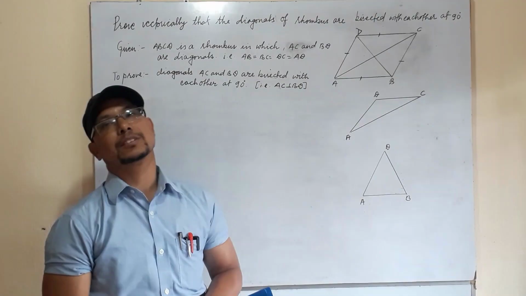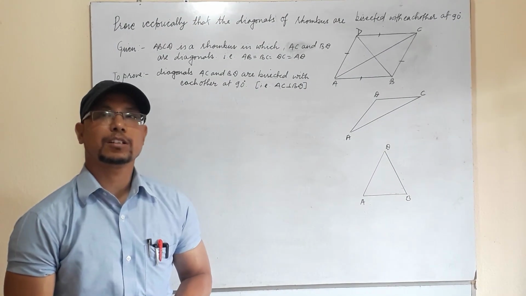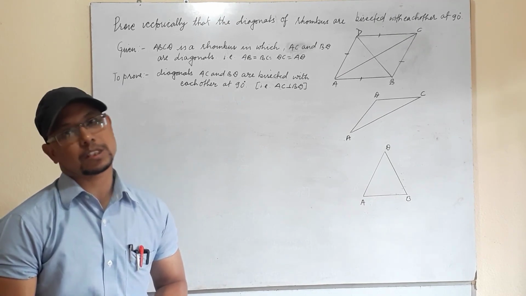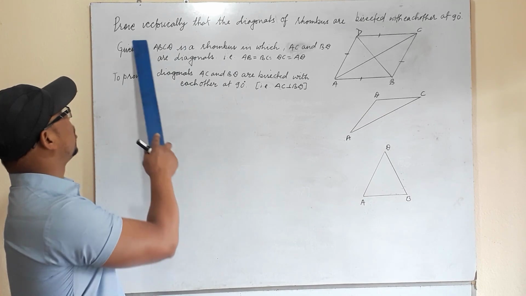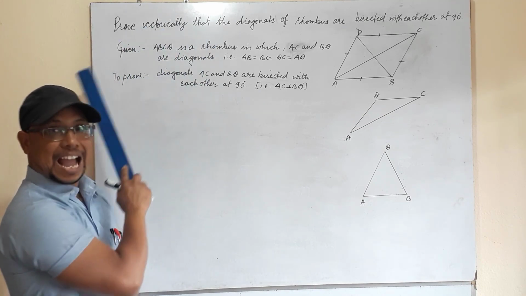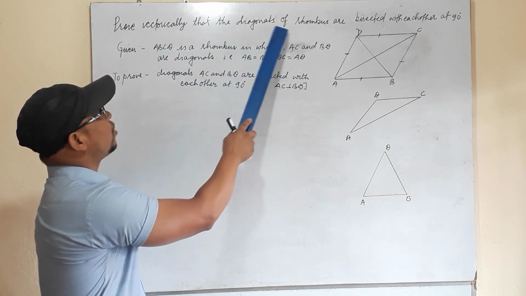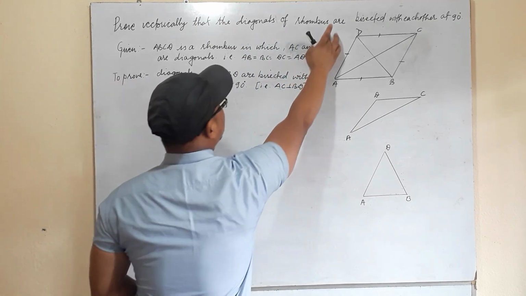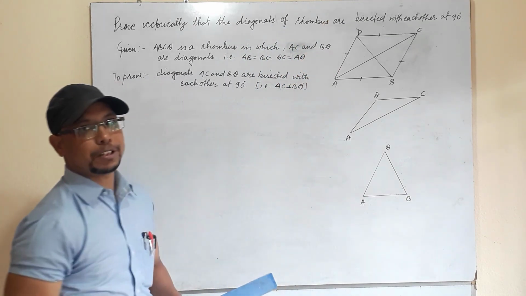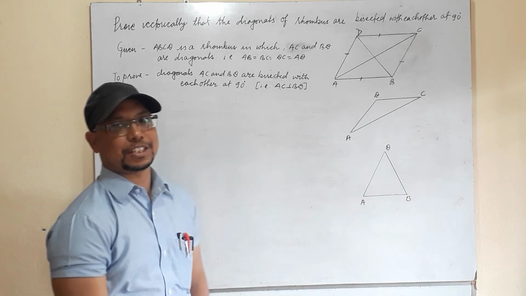Hello everyone. In today's tutorial I will teach you the Rhombus theorem. Let's see the statement here. Prove vectorially that the diagonals of a rhombus are bisected with each other at 90 degrees.